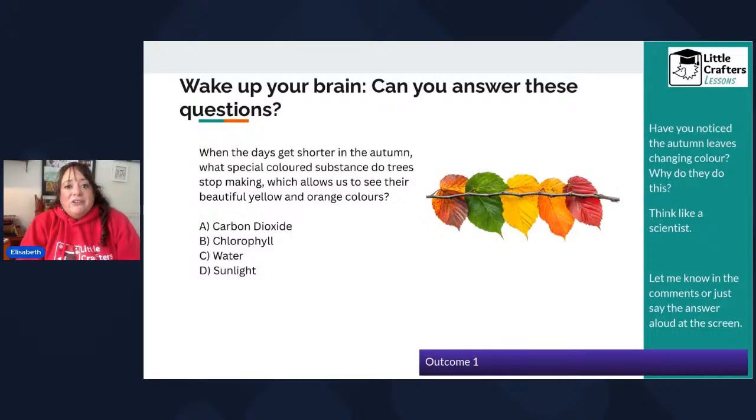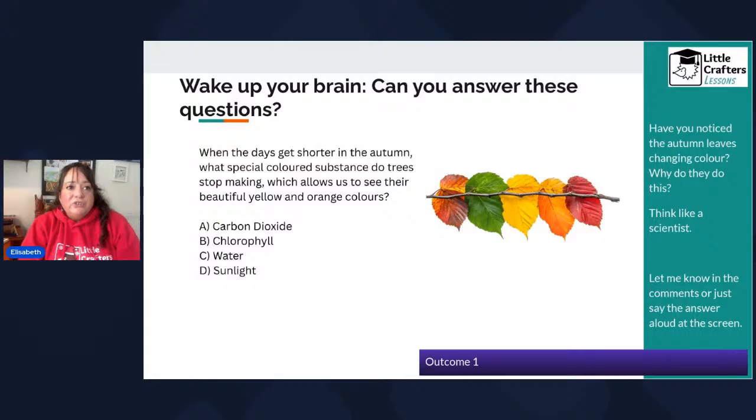Have you noticed the autumn leaves changing color? Why do they do this? When the days get shorter in the autumn, what special colored substance do trees stop making, which allows us to see their beautiful yellow and orange colors? Do they stop making carbon dioxide, chlorophyll, water, or sunlight? Think like a scientist here. Let me know in the comments.